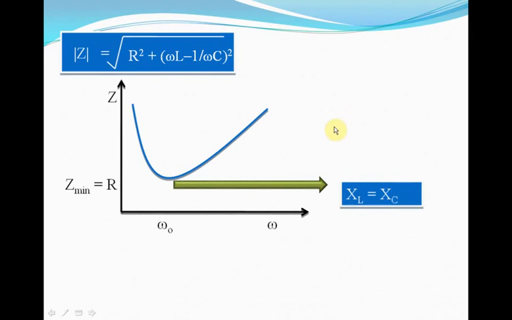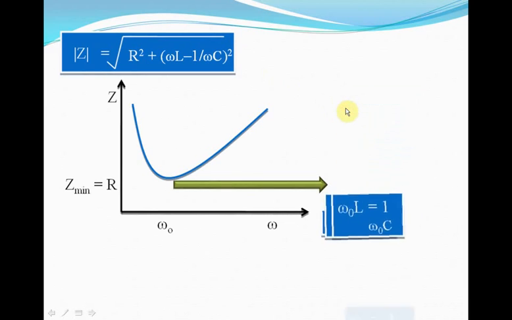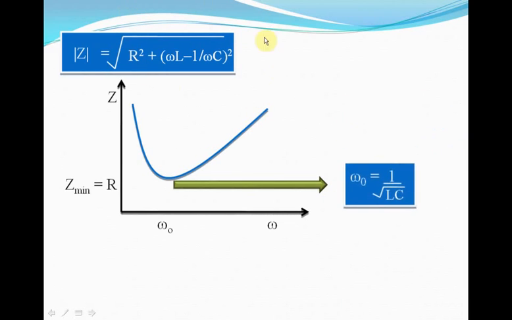The inductance and the capacitance do not contribute to the impedance. Now XL equals XC, isn't it? After all, if Z minimum is R, then omega L must be equal to 1 upon omega C. XL must be XC, and therefore since omega L is 1 by omega C, omega is 1 by root LC, and therefore the condition for resonance is that the angular frequency of the circuit should be 1 by square root of LC.